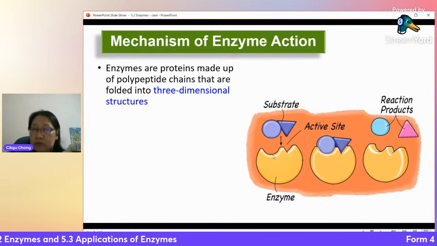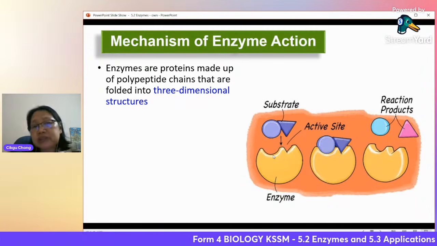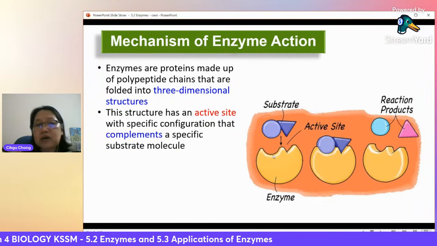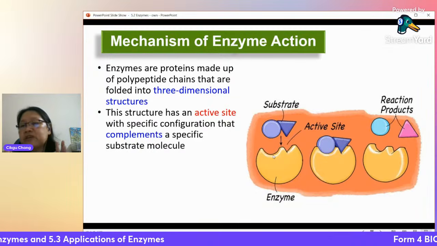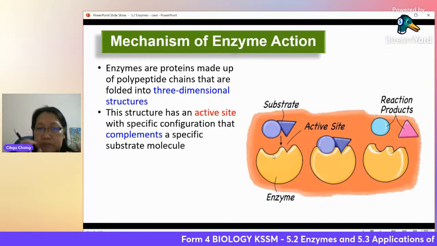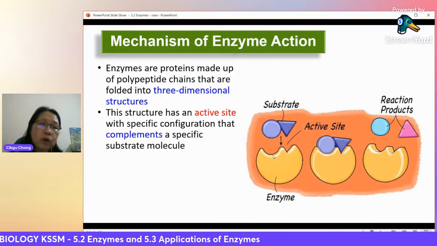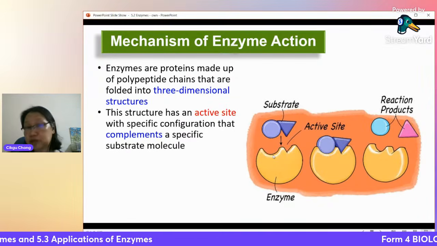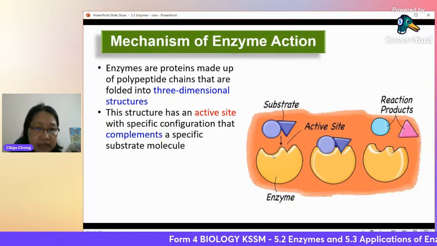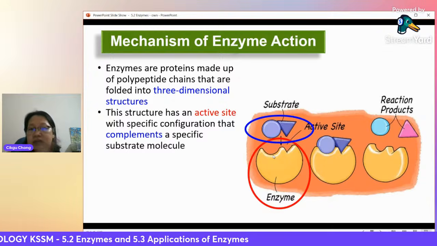Okay, so enzymes are proteins. I mentioned mostly are protein. They are made up of polypeptide chains that are folded into a 3-dimensional structure. This one I explained earlier. It's a 3D structure. It's not flat. So it has an active site with specific configuration. Configuration is bentuk, shape, that will complement, that will match a specific substrate molecule, the shape of it. So only one enzyme will catalyze one particular substrate, because different substrates will have different shapes. So you must match the enzyme active site shape. So this is a substrate, and that is your enzyme. After that you will get your product.